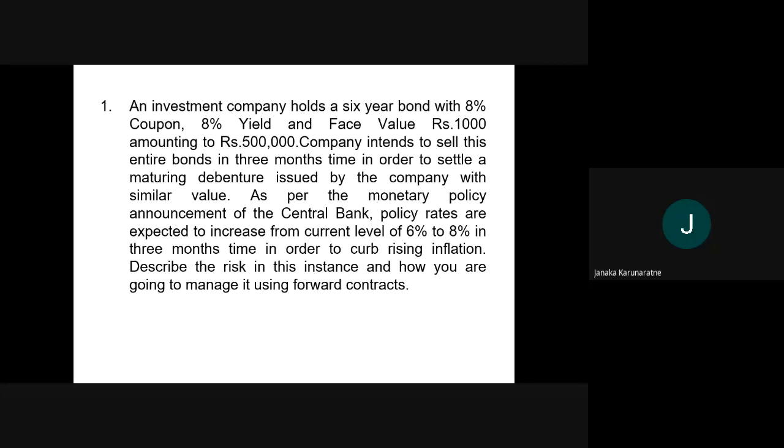Describe the risk in this instance and how you are going to manage it using forward contracts. So given the scenario, what is the risk and how are you going to manage it using forward contracts? First tell me what is the risk in this scenario, given the company's intention or objectives.